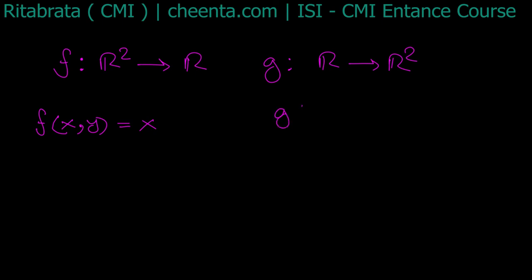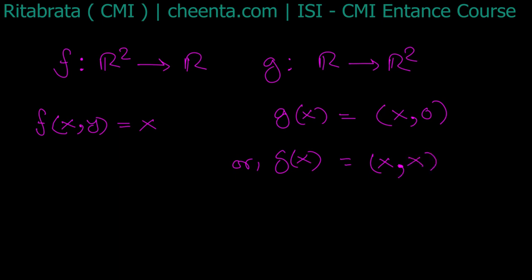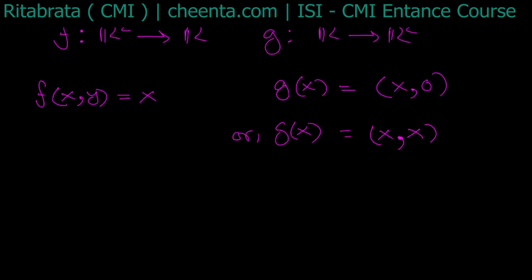and g of x equal to, you can put whatever you like, you can say (x, 0), or you can define it to be (x, x) also, it doesn't matter. There are many ways possible. So these are my definitions of f and g. Now f of g maps from R to R.